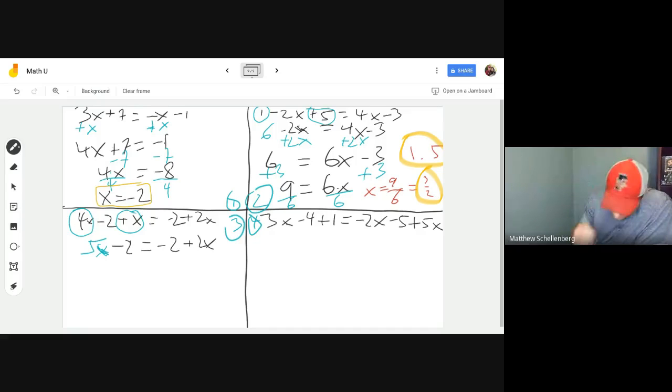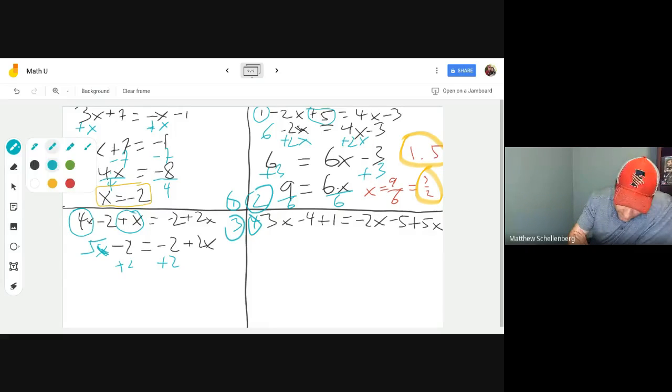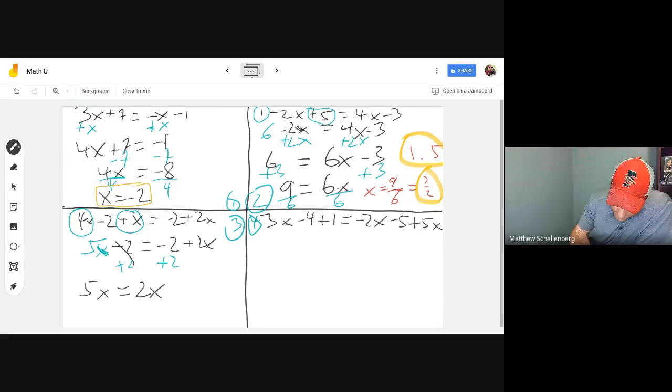And then let's add 2 to both sides to get rid of that minus 2. And we are left with 5x equals 2x, right? Because these combine to give me 0. So adding 0 to anything doesn't really do anything. Now I can subtract 2x from both sides.